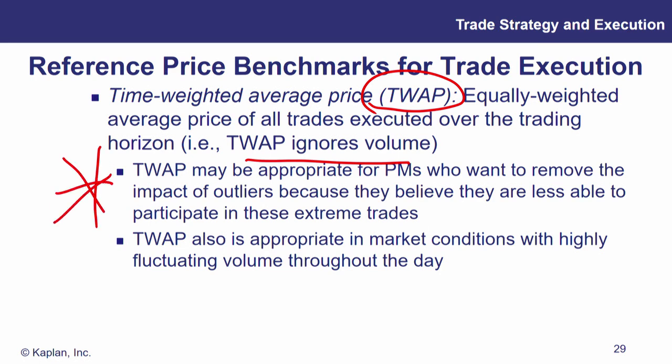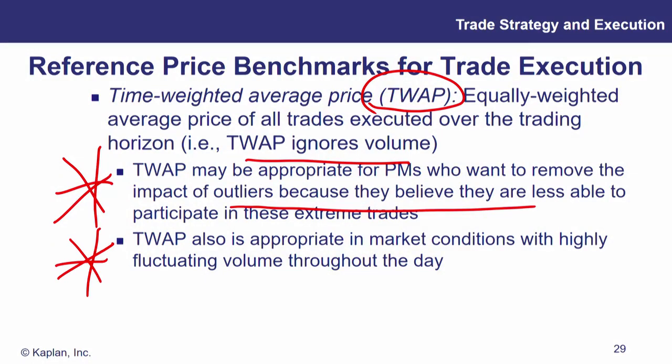TWAP is most likely appropriate for portfolio managers who want to remove the impact of outliers because they are less able to participate in these extreme trades. So understand the reason for using TWAP. It's probably going to be more appropriate for getting rid of these outliers. And also, TWAP is appropriate where we have highly fluctuating trading volume during the day.